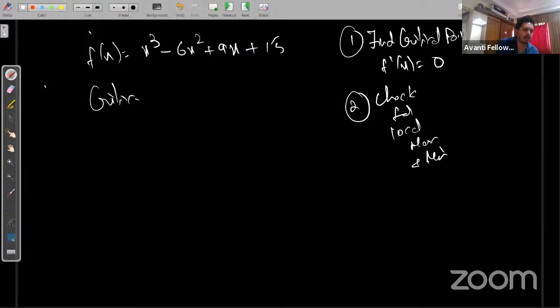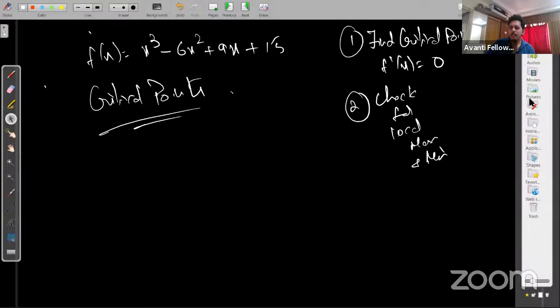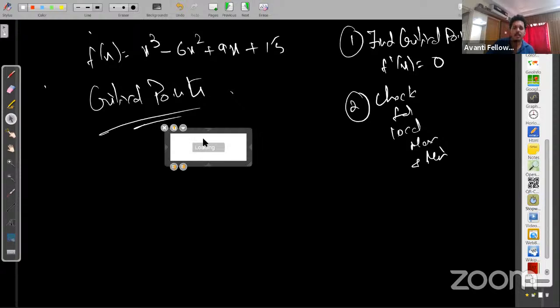I'm switching on the timer also. How many critical points are you getting? Come on, tell me, guys. No need of saying how many critical points. What are the critical points you are getting? f dash of x is equal to 0. You have to do it, guys. I'm giving you 2 minutes of time. Come on, do it fast.